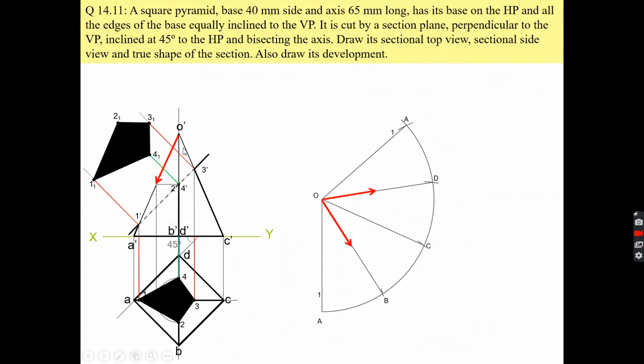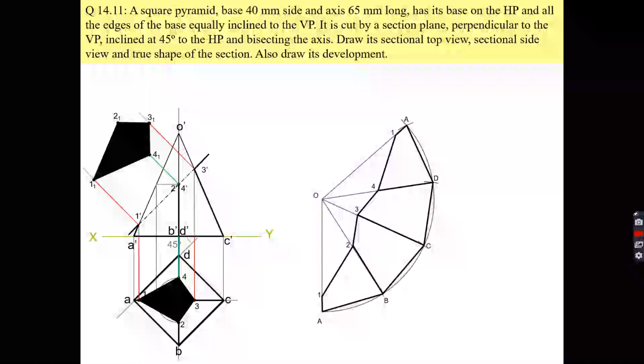And similarly, you can measure the distance of the point 3 very easily, like the point 1, and you can mark the point 3 on the OC. And after doing that, join all the points with the help of a straight line, and you will get the development of the square pyramid.